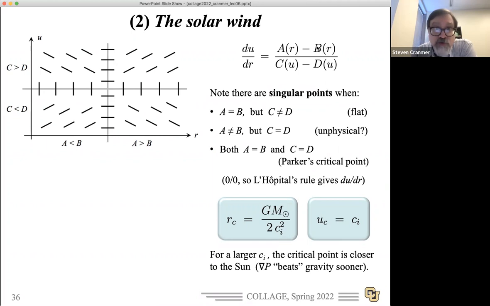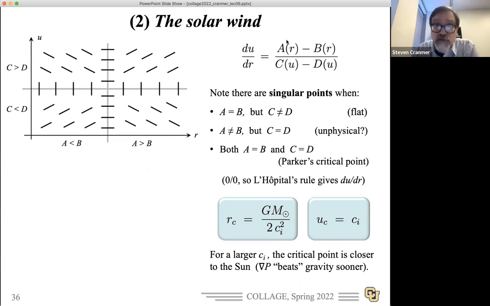When both the numerator and the denominator are 0, that happens at one unique place where these two gray lines cross. 0 over 0. So guess what? You have to pull out L'Hopital's rule to get the actual value of the slope at that point. It turns out there are two solutions, and one of them has a positive slope, one of them has a negative slope. So right at the center here, you can imagine drawing an X. This is called an X-type critical point because you have two different slopes that can go through it.